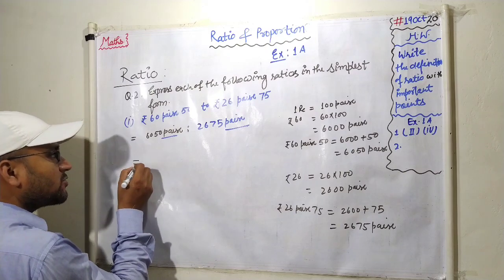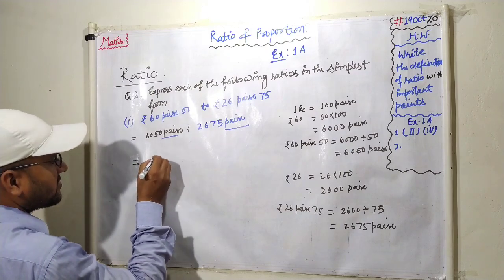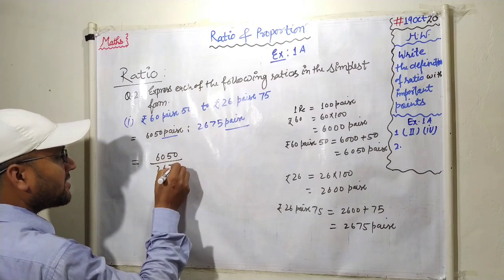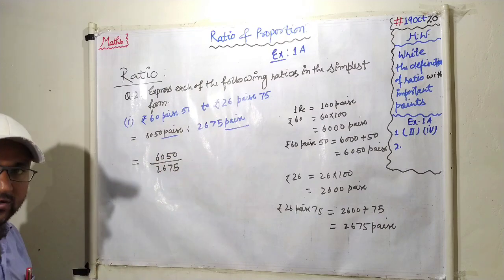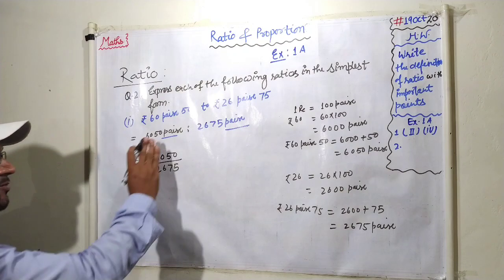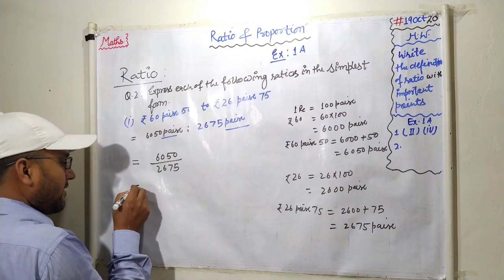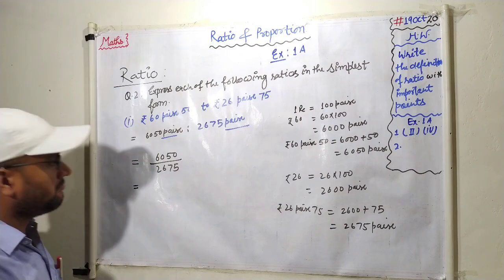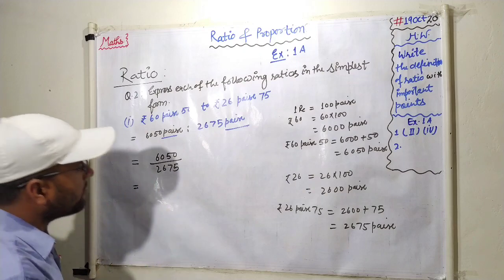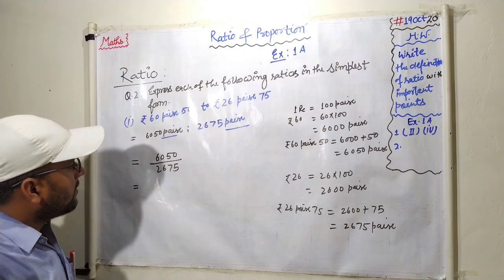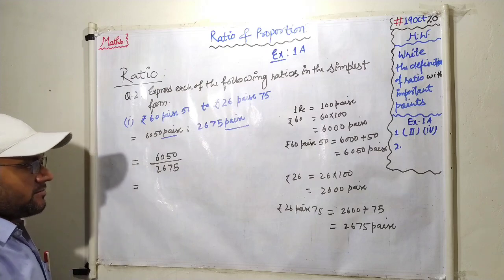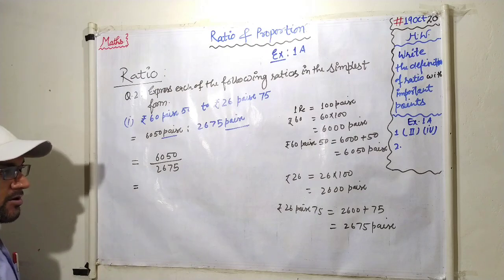After that, I'm going to write it in the form of a fraction. 6050 upon 2675. Both are in paise because a ratio does not have any unit. So remove this paise. Then after, it is a bigger quantity. Then I think it is cancelled out by 25, or you will cancel it with 5.